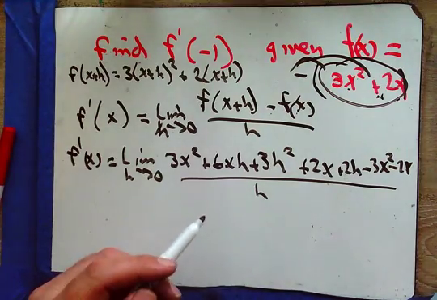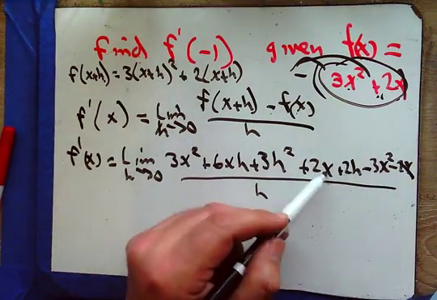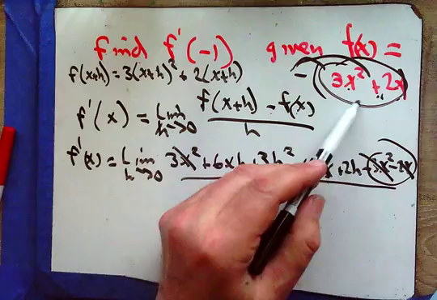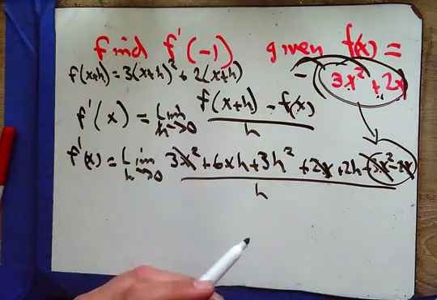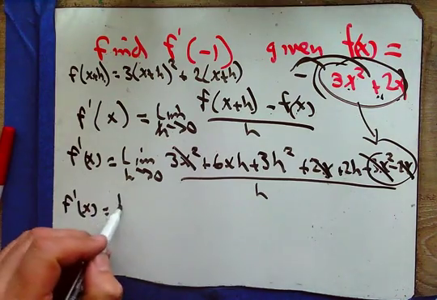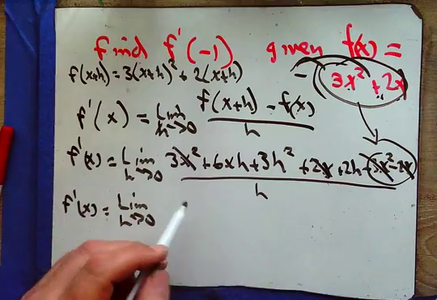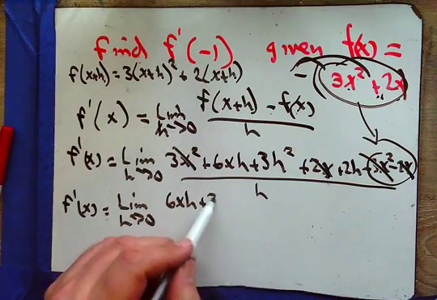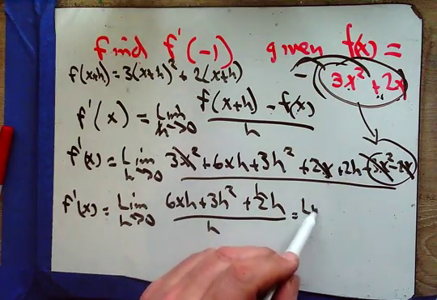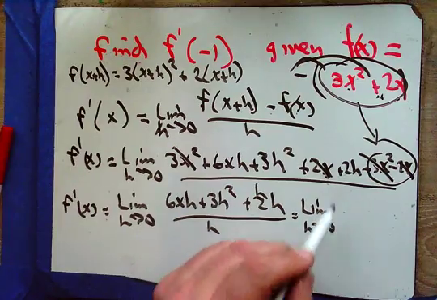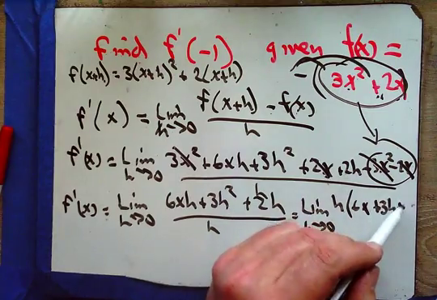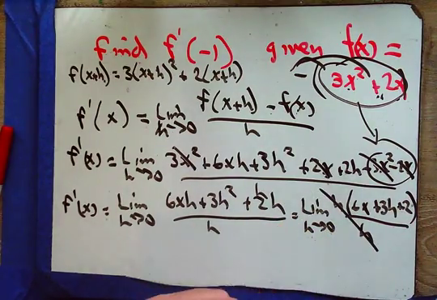Alright, so any canceling we can do? Well, this minus 2x and this plus 2x, this plus 3x squared, and this minus 3x squared. Notice how that's our f of x, and again, f of x should always completely cancel. So now I've got f prime of x equals the limit as h heads to 0 of 6xh plus 3h squared plus 2h over h. I can pull an h out of each of those terms. 6x plus 3h plus 2 over h allows me to cancel that.